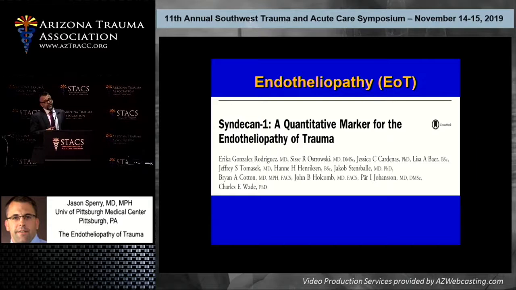And endotheliopathy is a buzzword. We're going to call it the manifestations of shock. But it's just a term to understand that the endothelium may be an organ system in and of itself, and it has effects. And preventing the manifestations of shock that lead to multi-system organ failure, ICU care, if you survive and get off the operating table, that's where this buzzword, endotheliopathy, is coming from.